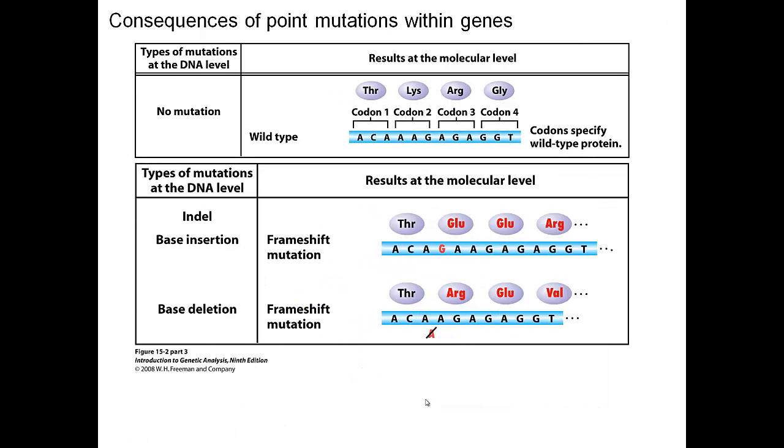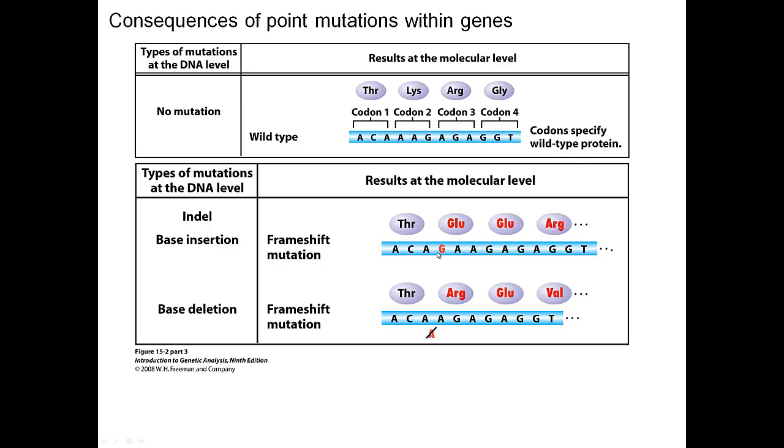This is called a nonsense mutation. We can also have mutations that lead to an extra base pair or a deletion of a base pair. Generally speaking, these are called indel mutations, so that stands for insertion deletion. And either one of those two will lead to something called a frameshift mutation.